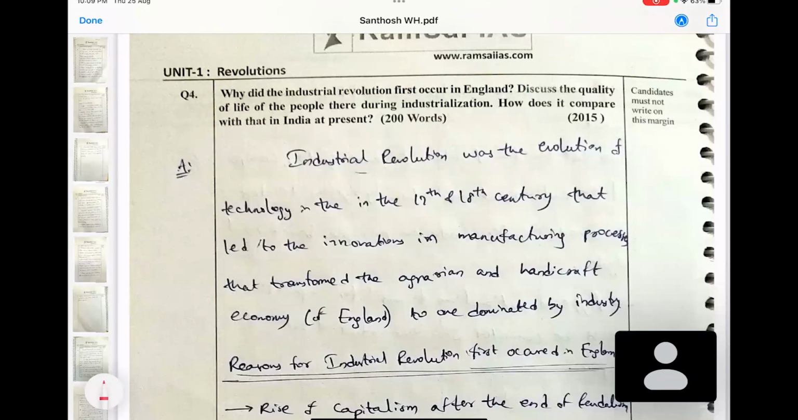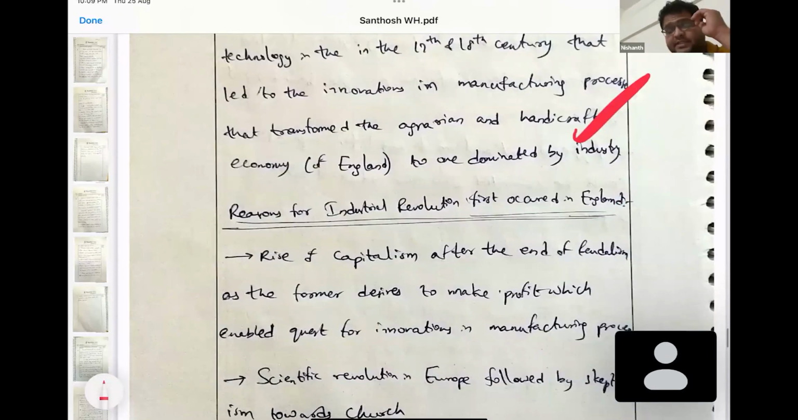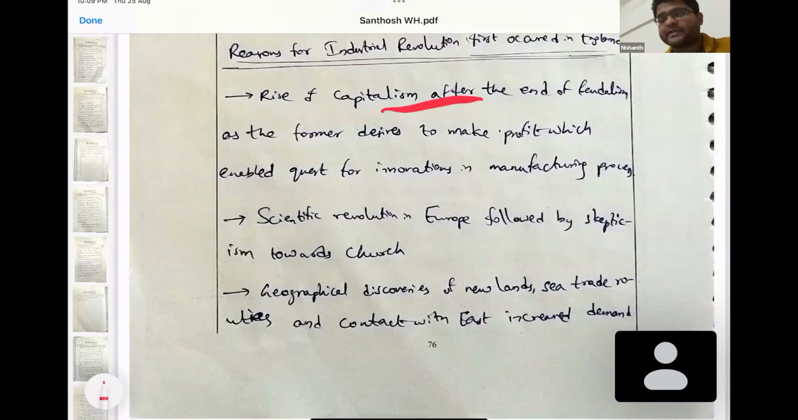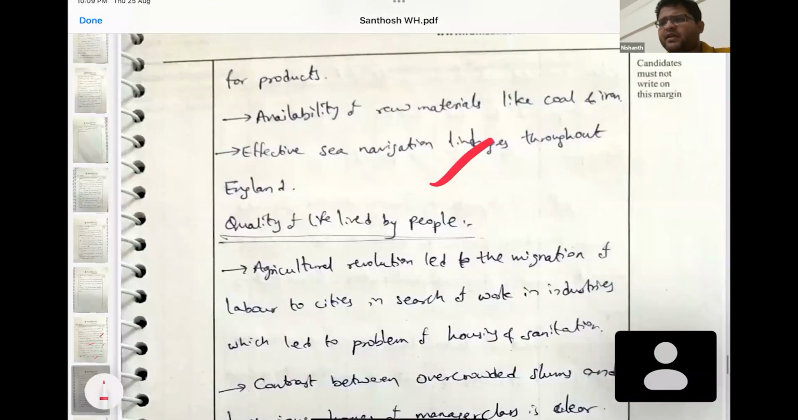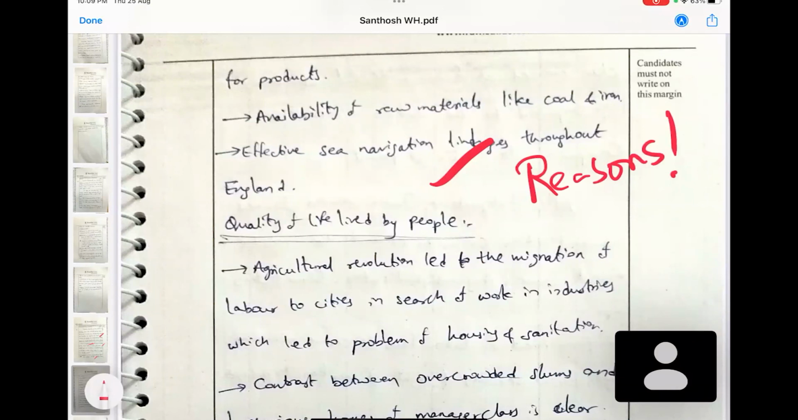So better to divide it as social, economic, and political angles, Santosh. And then you are straight away talking about the rise of capitalism. Okay, the rise of capitalism is the outcome of the Industrial Revolution. Clear, Santosh? Yes, sir. Reasons can be far better. Reasons you have to write many more. Santosh, you have to write in socio-economic, political, and technological. Okay? Yeah, okay, sir.